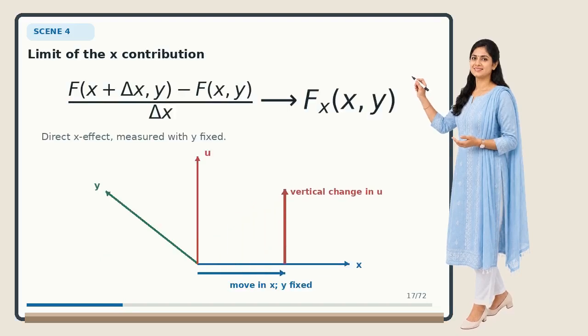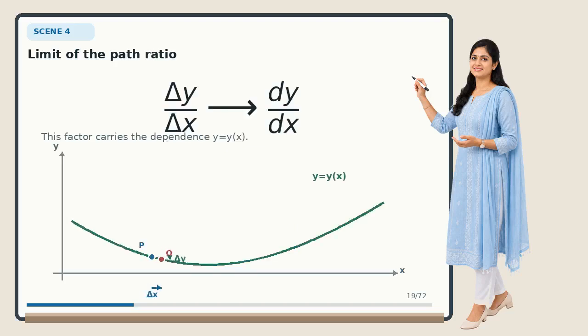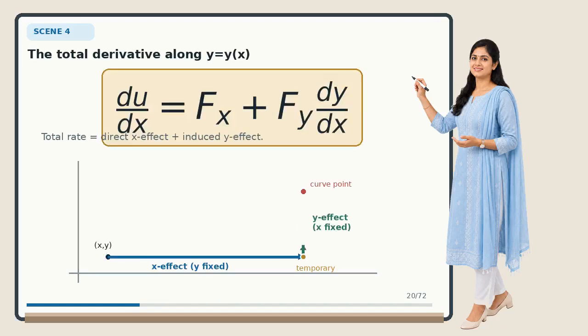In this quotient y is fixed and only x changes. Its limit is the partial derivative f sub x. In this quotient x is fixed at the nearby value while y changes. As both increments vanish, the quotient approaches the partial derivative f sub y at the original point. Because delta y was defined from y of x, the remaining ratio tends to the ordinary derivative dy by dx. Combining the limits gives du by dx equals f sub x plus f sub y times dy by dx. This is the total derivative along the path y equals y of x.